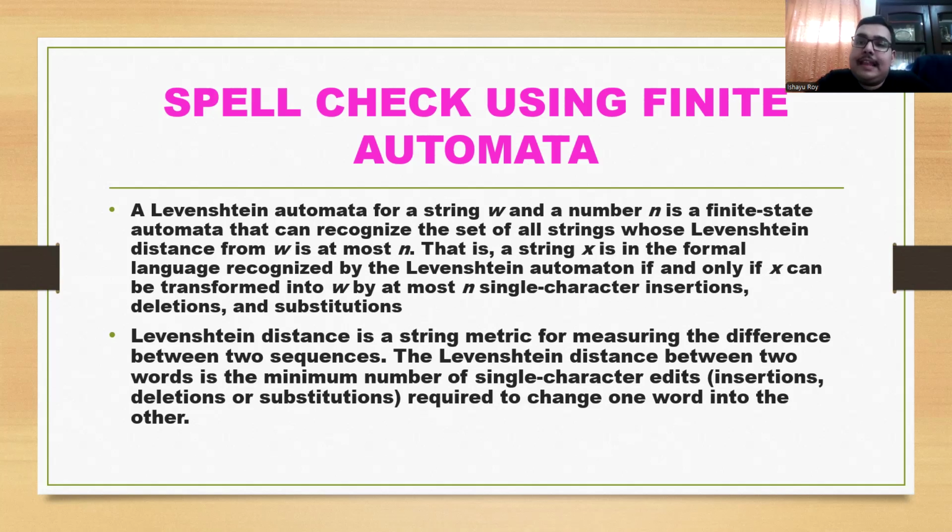From the Levenshtein distance, we can generate something known as a Levenshtein automata. And you can see from the definition given in the slide, the Levenshtein automata for a string W and a number N is an automata which can recognize the set of all strings whose Levenshtein distance from W is at most N. That is, a string X is recognized by the Levenshtein automata if and only if X can be transformed into W by at most N single character insertions, deletions, or substitutions.